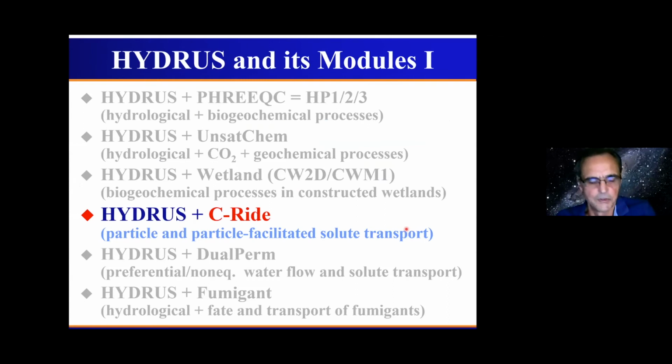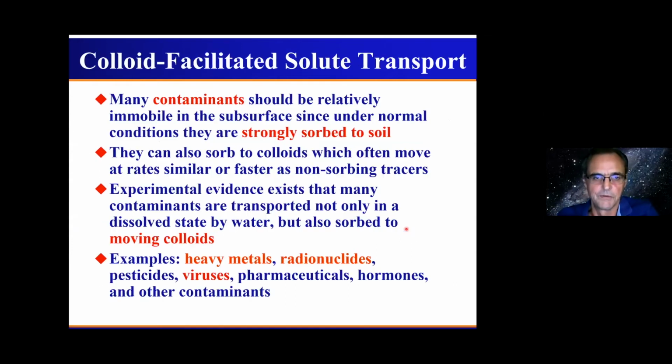Okay, next module is the C-RIDE module, where we simulate particle and particle facilitated solute transport. So what does that mean? So many contaminants sorb very strongly to the solid phase, which means that they should be relatively immobile, right? Based on that sorption, you should be able to calculate the retardation factor. And the retardation factor for radionuclides, heavy metals, can be in thousands. So you would say that these chemicals do not move or shouldn't move. But there is still evidence that they can move quite large distances.